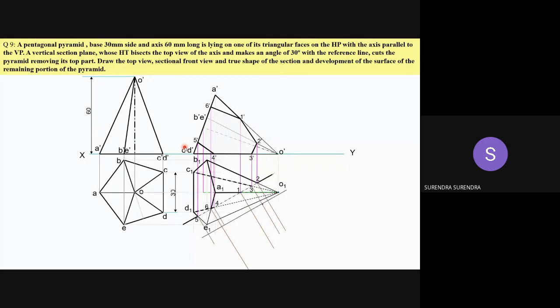Draw the true shape of the section as we did in the previous problems. So look here, some of you have raised the doubt. Why did we draw the parallel line? When drawing the true shape of the section, why have you drawn the parallel line? In this problem, if you mark 4 dash, 4 and 3 E points come here.